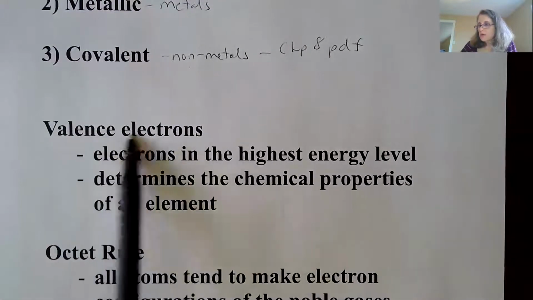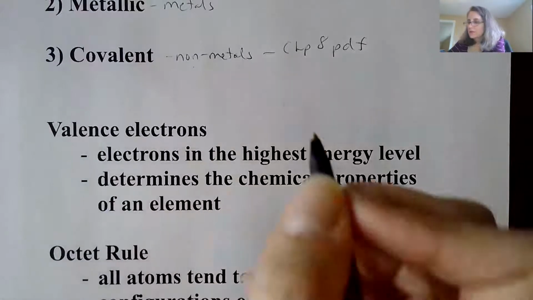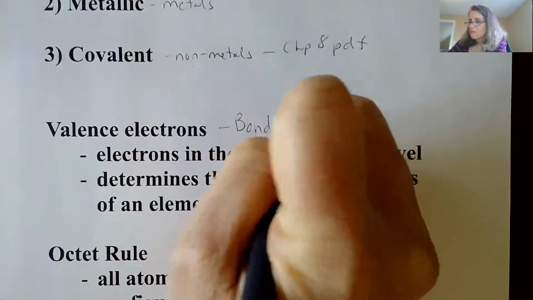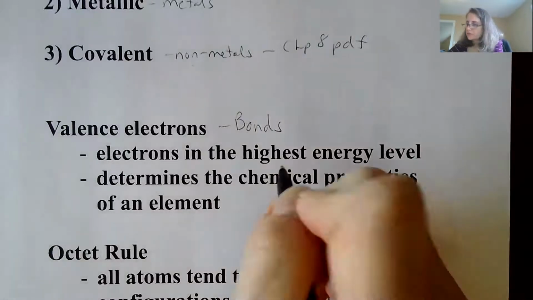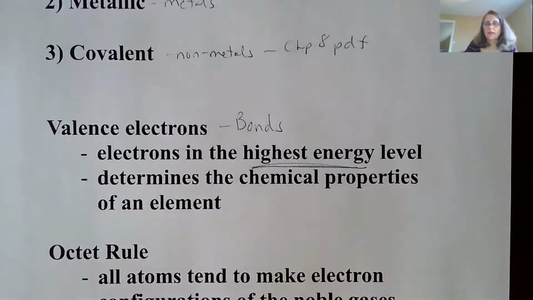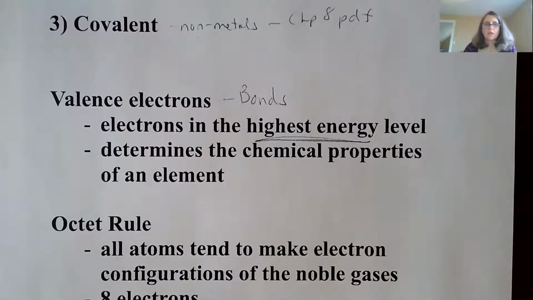So again, bonds are involved with electrons. The only electrons that are involved are the valence electrons. These are the ones that make the bonds. The innermost electrons never get involved in the chemistry. Valence electrons, remember, are the electrons in the highest energy state. We will be looking at a couple practice problems here for you to identify the highest energy level. Those are the electrons that determine all of the chemical properties of an element. That is why chemists worry about the valence electrons. They don't worry about the innermost electrons.